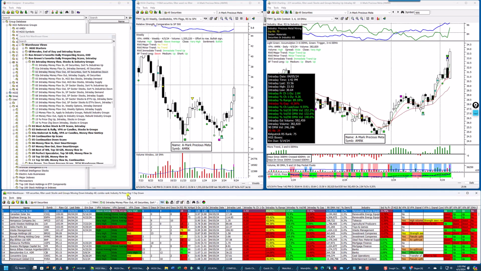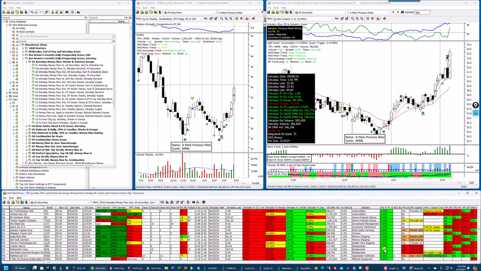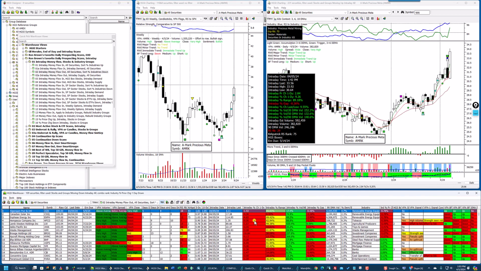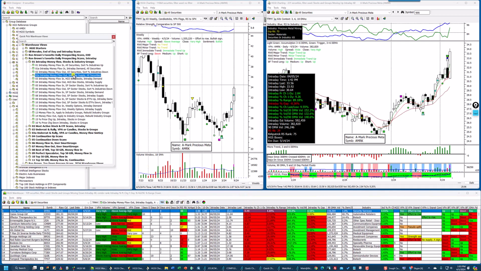Now the next one here is industry percentage price change down 1 day, and you can see that this group is down. There aren't many groups that are down, but these stocks are down within the group. Let's go down to the next one. Intra-day supply. So this tells me the stocks that are most under pressure based upon my combo rank.